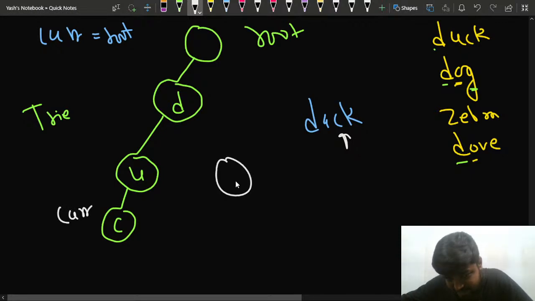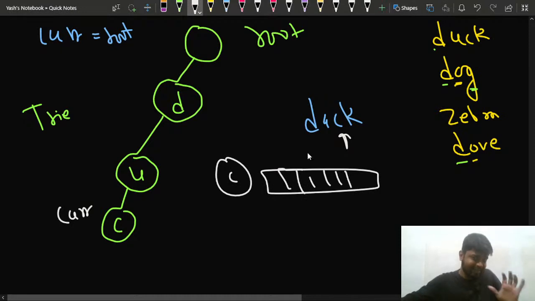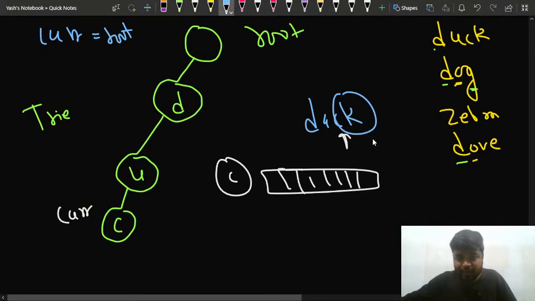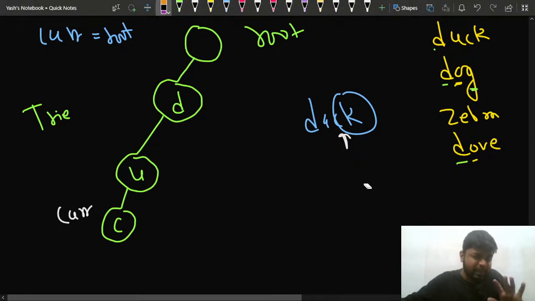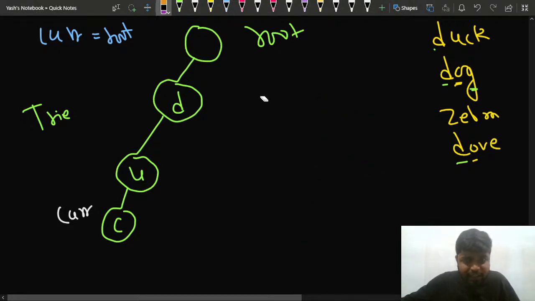Now for this node C, I'll have a 26 array. After C I want a K. Is K already existing for this particular C? No, it's not. So I'll insert a node. This is what would happen. I'll be telling you the code, so you don't need to worry about that as well.